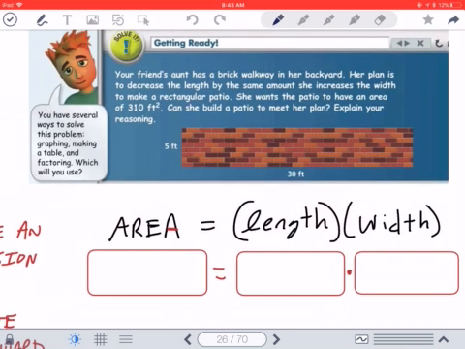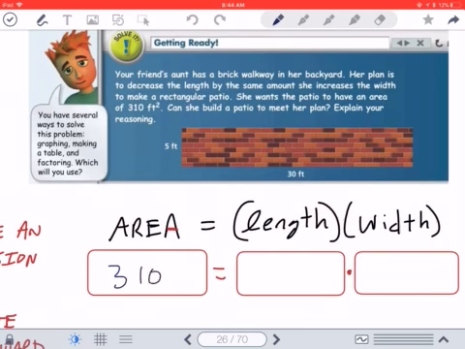put this into the area equals length times width formula. So it says your friend's aunt has a brick walkway in her backyard. Her plan is to decrease the length by the same amount she increases the width. So she's going to take some bricks off one, add it to the other, sounds like. And she wants to make a rectangular patio. She wants the patio to have an area of 310 feet squared. Can she build a patio to meet her plan? Explain your reasoning.